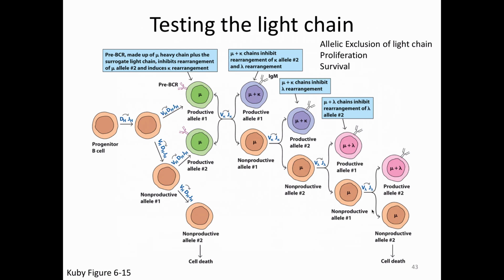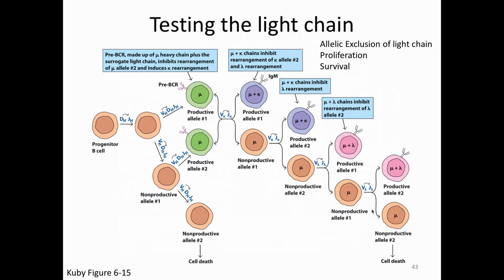If it fails, then the B cell gets to try the first lambda. If the first lambda works, hooray, the cell lives. If it doesn't work, the cell tries again and gets to try a second lambda. If it works, hooray, the cell lives. If not, now the cell is going to undergo apoptosis. So with the light chain, the cell gets 4 tries to make an appropriate light chain and be able to actually make a proper B cell.